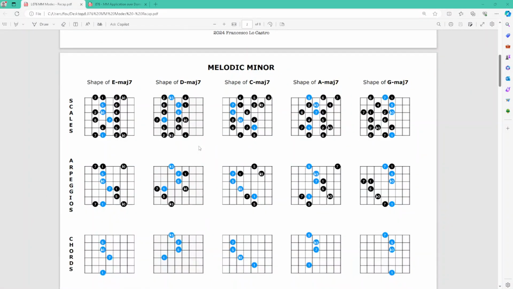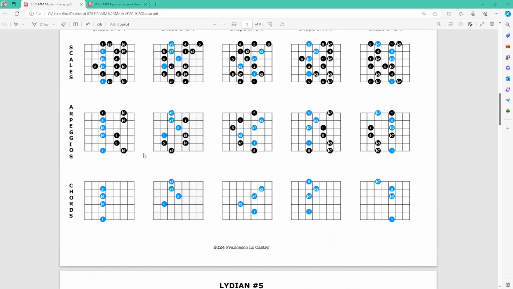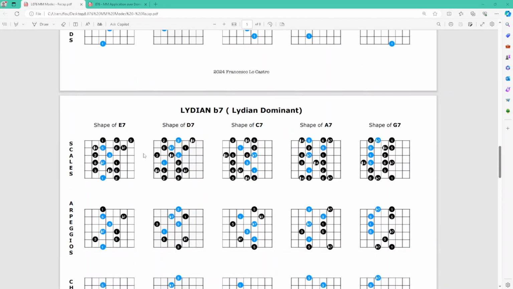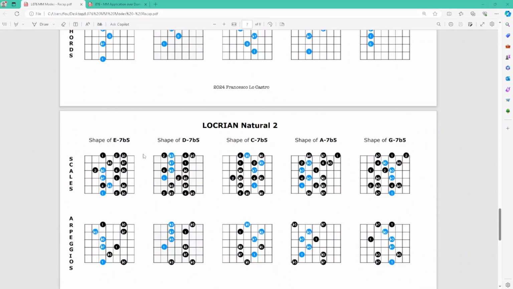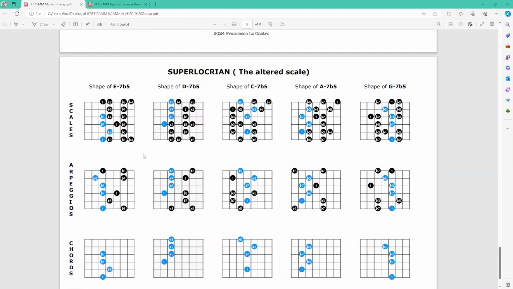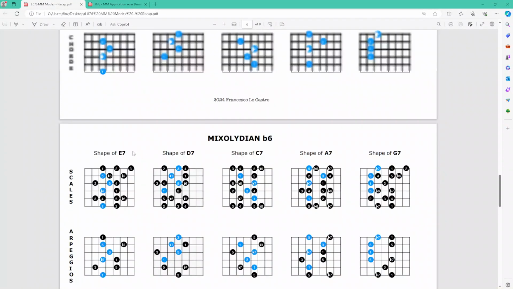So following, you will have literally charts with the 5 shapes of melodic minor, the scale, and the arpeggio, and the chord is always highlighted in blue. And for each individual mode, so here is Dorian flat 2, Lydian sharp 5, Lydian flat 7, Lydian flat 6, Locrian natural 2, and finally the super Locrian mode.